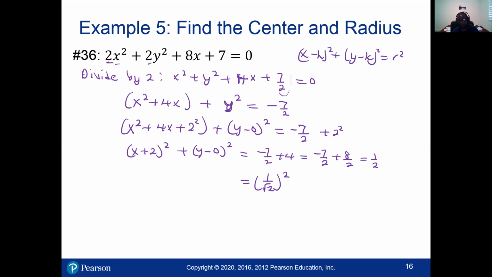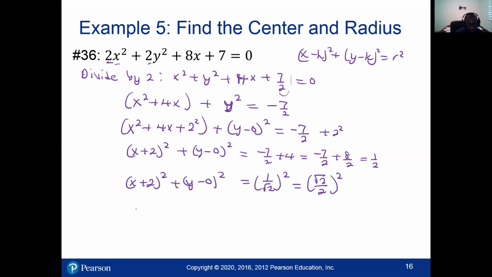So for me to find the radius, whatever number is there, if you write it as a square, then your radius will be the base. This is the same as, if you rationalize, square root of 2 over 2 all squared. So the left hand side becomes x plus 2 all squared, and then y minus 0 all squared.